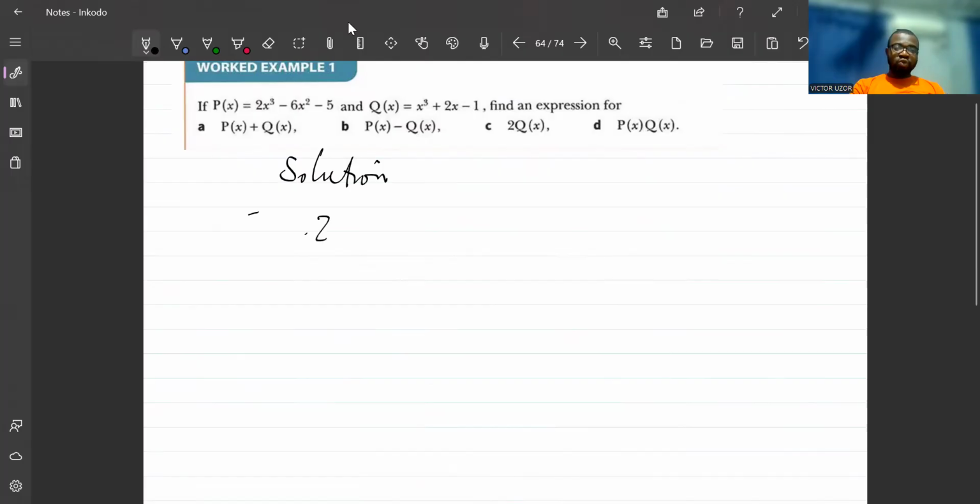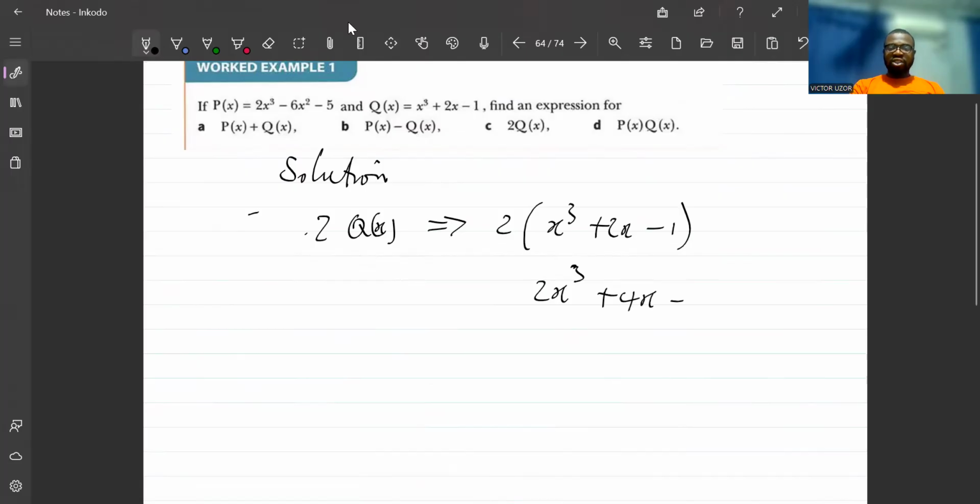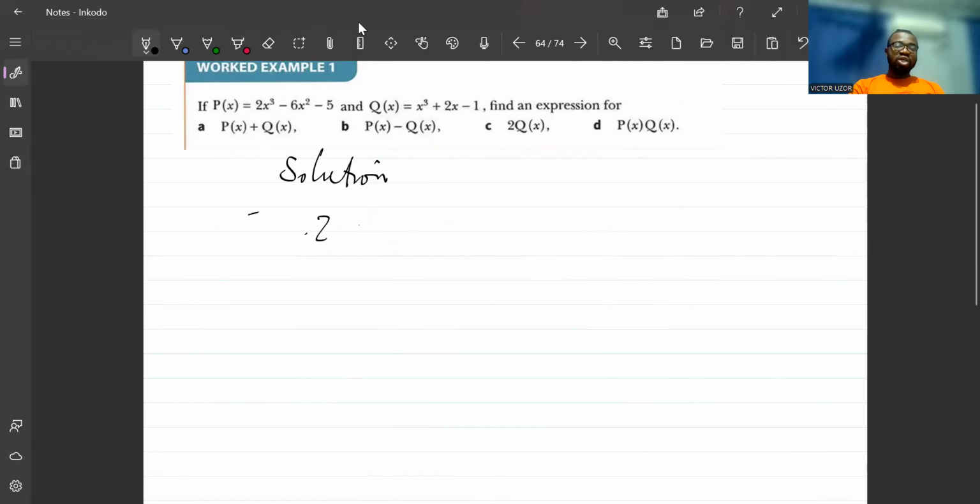We already know that they say it's 2 multiplied by Q of x, and Q of x is x cubed plus 2x negative 1. So straight away, you just solve it the way you know, 2x cubed plus 4x negative 2, and that will be your answer. Very easy to do. Okay, but the last part again now is the multiplication of a polynomial by another polynomial. This one is a little bit longer, but all you need to do, use your basic knowledge of multiplication, of expansion, to just multiply them.